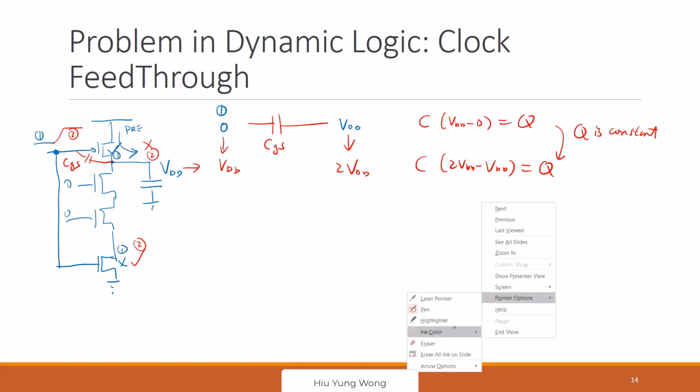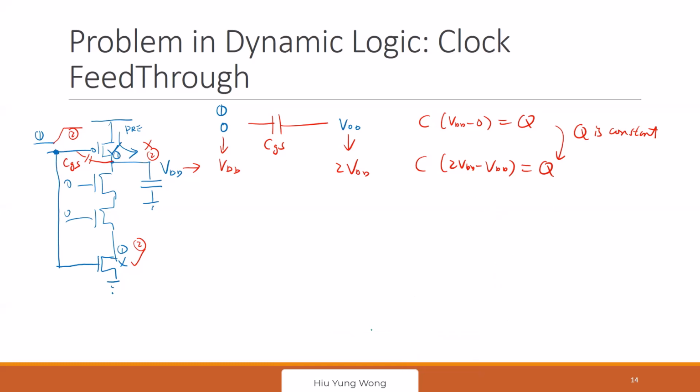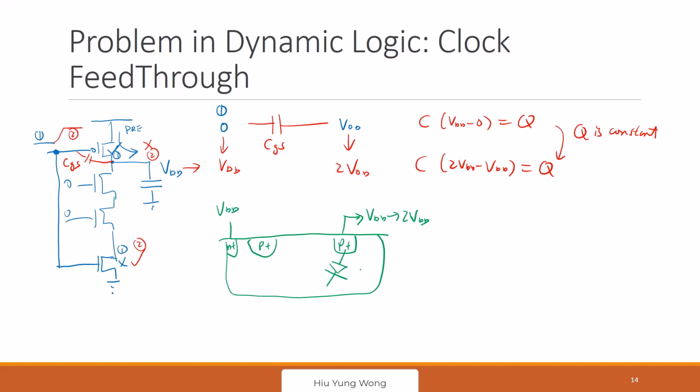When this is larger than VDD, remember what we said about this one? This is PMOS. And now you make this go from VDD to 2 VDD, or larger than VDD. How do we bias the well? The well is at VDD. You forward bias. Then what will happen? You lose the charge, right? Because you are above VDD, then it will go down to VDD, okay?